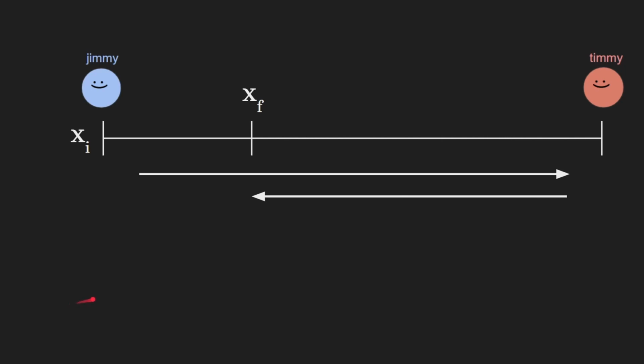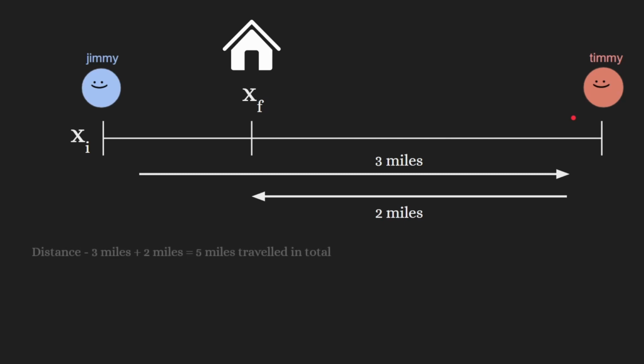Here, Jimmy decides to go and meet Timmy. How nice. And then walk back to his house, which is his final position. He goes 3 whole miles to see Timmy. Damn. And 2 miles back to his house. Now the distance here would be that Jimmy has gone 5 miles in total, because like I said before, distance is the total journey. So you add the journey from the initial position to Timmy, and then the journey back to his house. The displacement is the difference of Jimmy's final position minus his initial position.